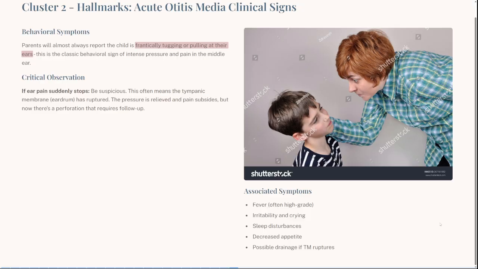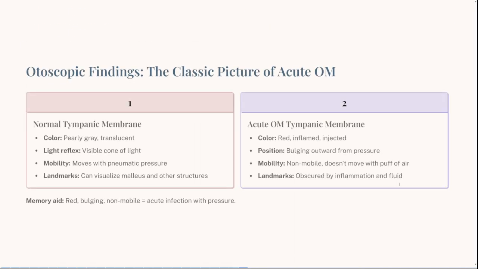And what do we see when we look in with an otoscope? The classic picture of acute OM is a red, bulging, non-mobile tympanic membrane. A healthy eardrum is a nice pearly gray color, and it should move a little bit when we puff air at it. A red, bulging one is screaming infection and pressure. This all leads directly to the risk of hearing impairment, especially with chronic infections. Chronic OM is the number 1 cause of conductive hearing loss in children.